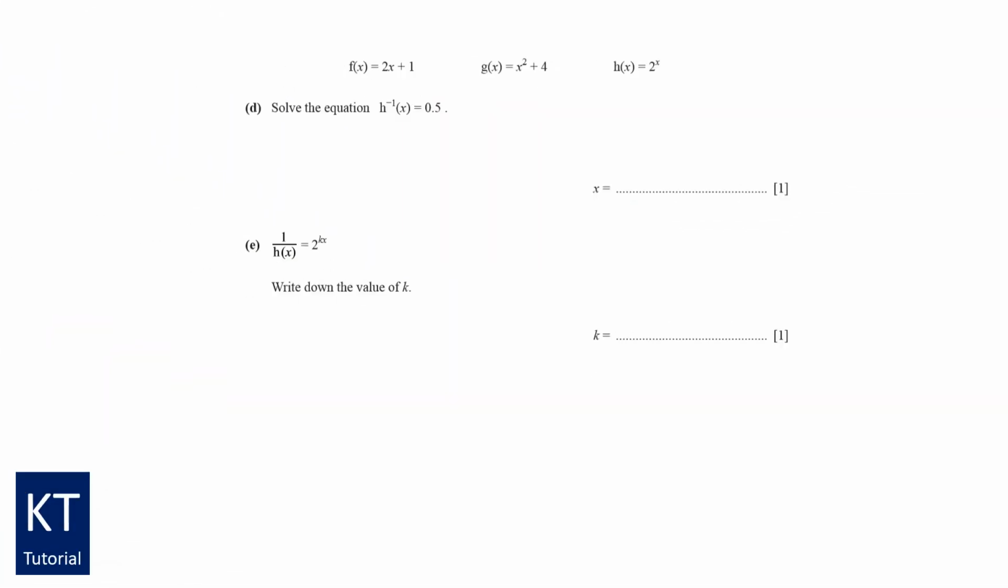Question 7d. Solve the equation of the inverse of h being equal to 0.5. Knowing that the composition of h and its inverse function is x, we can solve for x. Next, write down the value of k for the given equation. By expressing both sides of the equation as a base 2, we could solve for k.